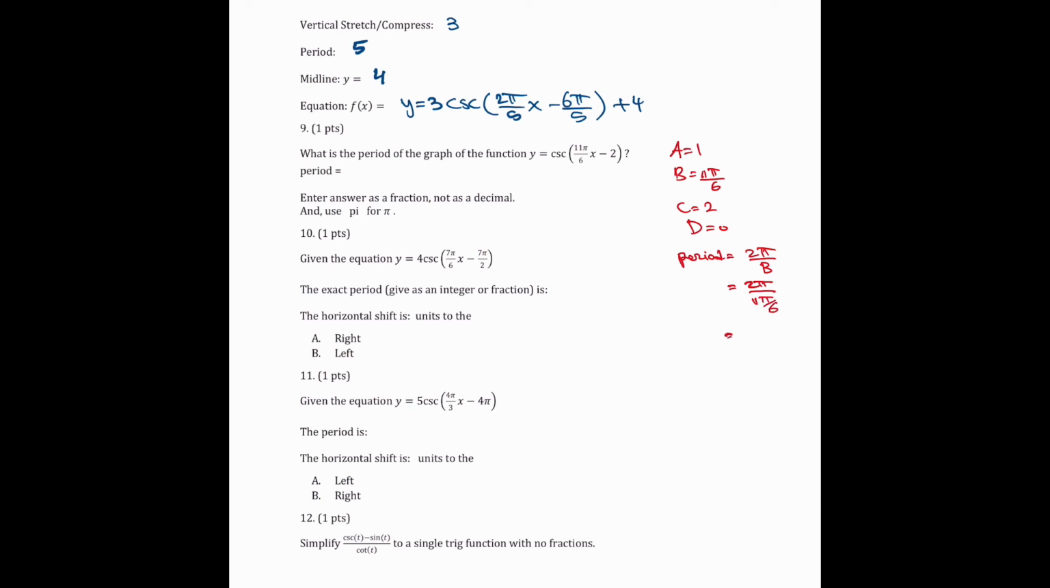I can rewrite this as 2 pi times 6 over 11 pi. Pi will cancel with pi. And 2 times 6 is 12 over 11. So the period length is 12 over 11.